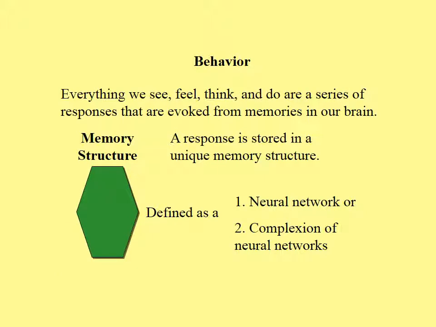Everything we feel, think, and do are a series of responses evoked or stimulated from memories in our brain. All responses have a unique memory structure. I use memory structure to describe all responses because it simplifies the complexity of our brain. I define a memory structure as a neural network or a complexion of neural networks.